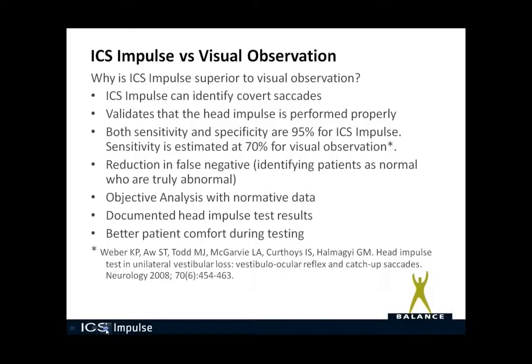Reduction of false negatives. Again, you don't want to be missing those covert catch-up saccades and saying that the patient is normal because you couldn't see the covert catch-up saccades. So you're identifying patients as normal who are truly abnormal when you use visual observation. With ICS Impulse, you identify both the overt and the covert catch-up saccades and don't misidentify anybody.